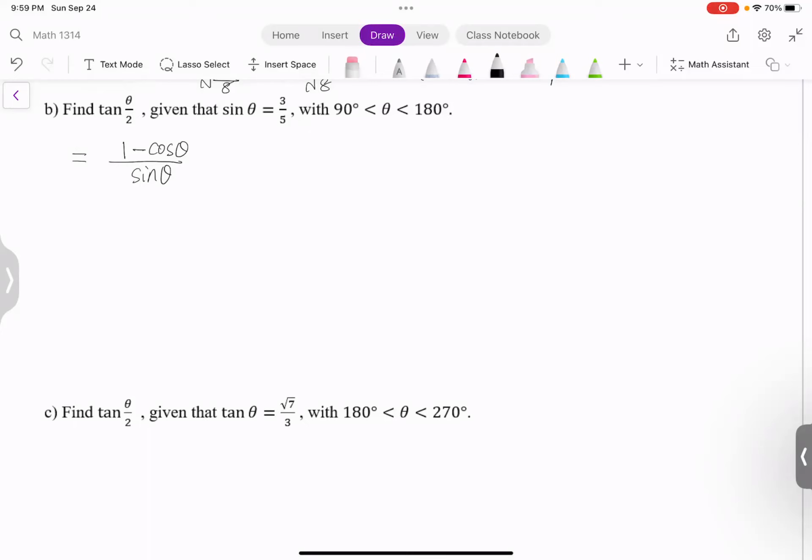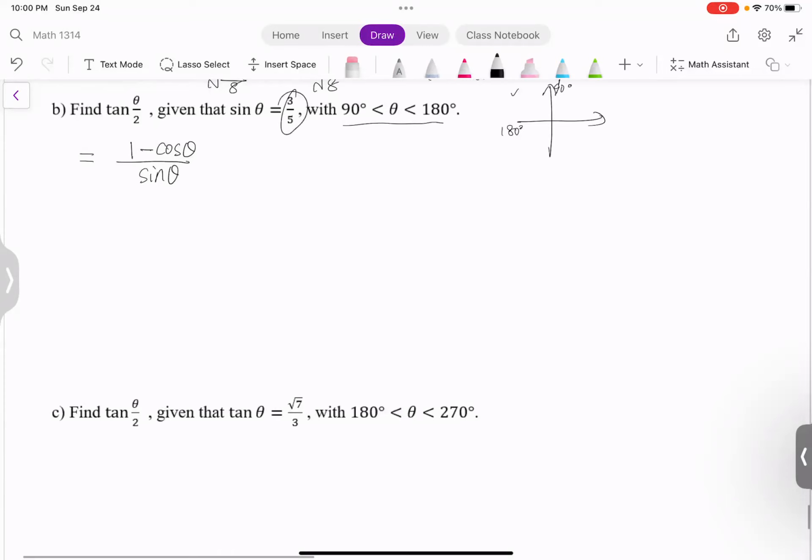Okay, so the given information: theta is between 90 degrees and 180 degrees. So where is 90 and 180? In the second quadrant, here. Sine here is positive. How about the cosine? Because I also need to find this, right? Cosine in the second quadrant is negative. So I'm having a negative cosine theta.